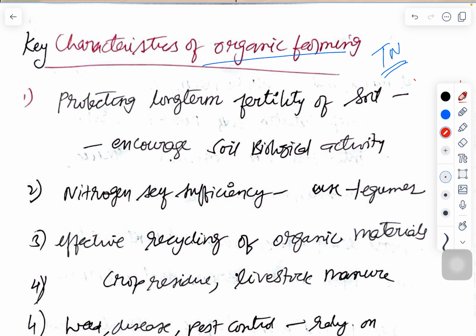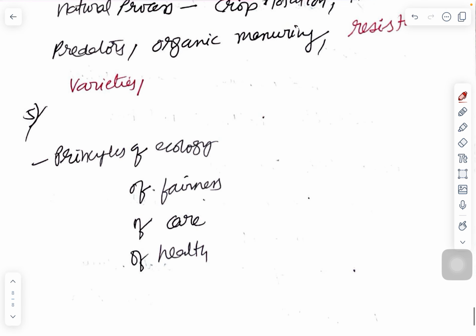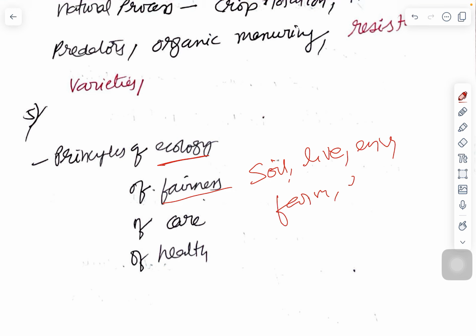So organic farming is a very sustainable agriculture. It is very holistic in the sense that it speaks about different principles of ecology, and various components involved. It speaks about fairness for the soil, livestock and the environment, and for the farmers involved and their economy.